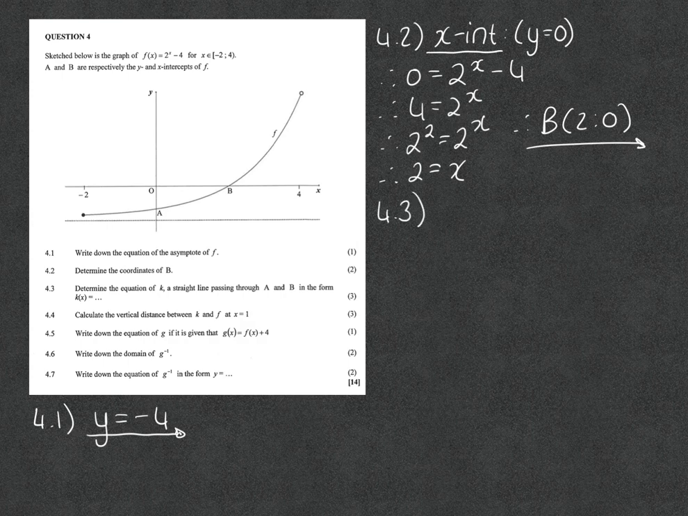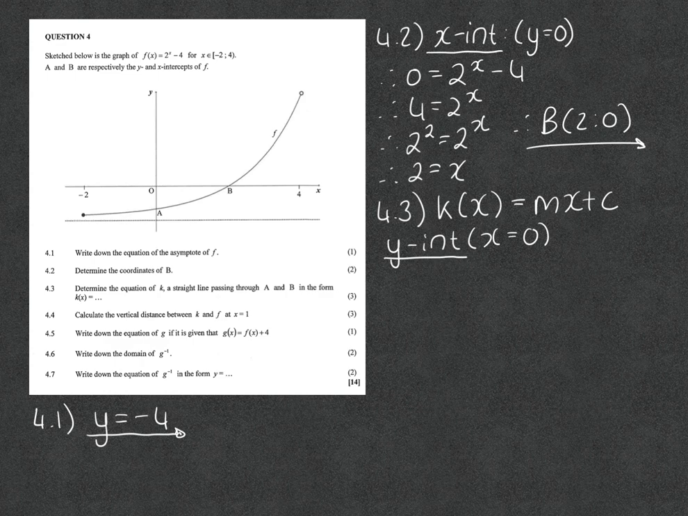4.3. Determine the equation of k, a straight line passing through A and B, in the form k of x. So k of x is going to take the form of mx plus c, because that is a straight line. Do we have A's coordinate? No, we don't. That is the one point that we will be needing. So how do we work out y-intercepts in graphing? We make x equal to 0. So y is equal to 2 to the 0 minus 4, which is equal to 1 minus 4, which is equal to -3. So A's coordinate is (0; -3).